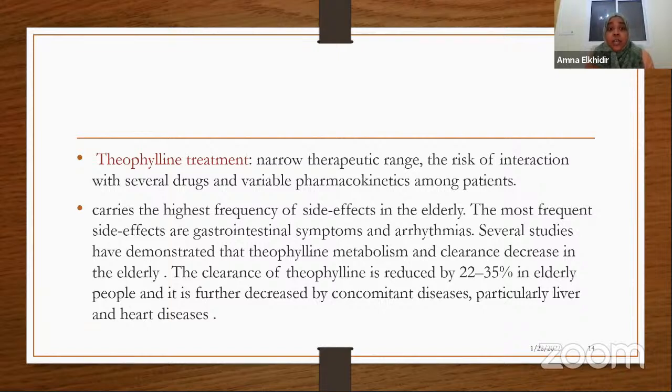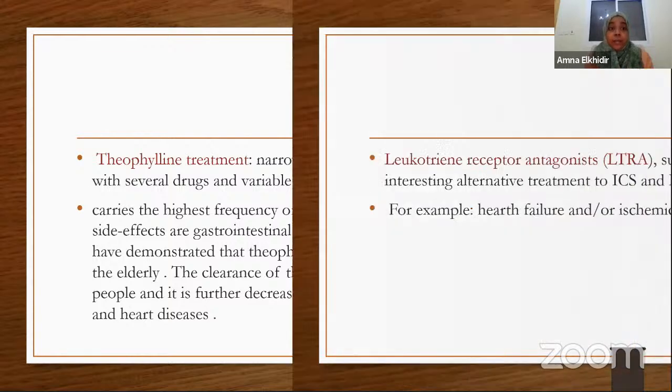Several studies have demonstrated that theophylline metabolism and clearance decrease in the elderly. It actually decreases by 22 to 35% in elderly people, and is further decreased if they have concomitant diseases, particularly liver and heart disease. So it's very dangerous to be used in the elderly.